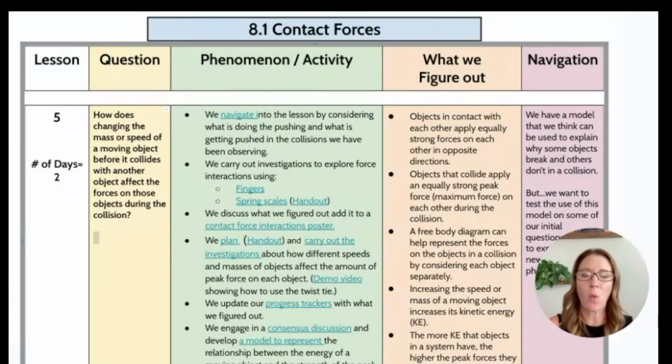In this video, I'm going to walk you through Lesson 5 of Unit 8.1 from OpenSciEd. Okay, so we're going to start this lesson by looking back a little bit. We're going to navigate in by considering what's doing the pushing and what's getting pushed, and some examples we've already looked at, which is the golf club and the baseball bat.